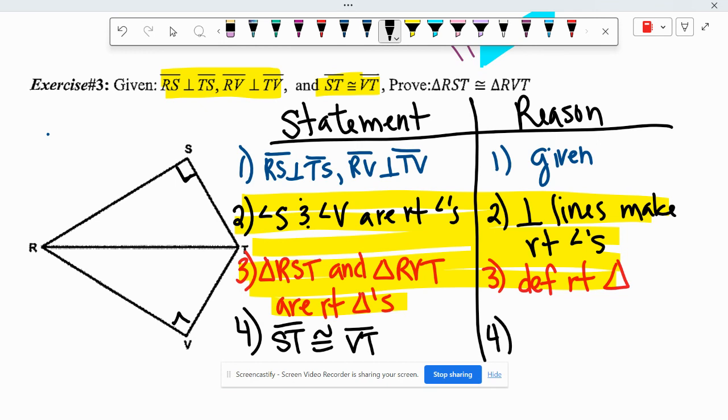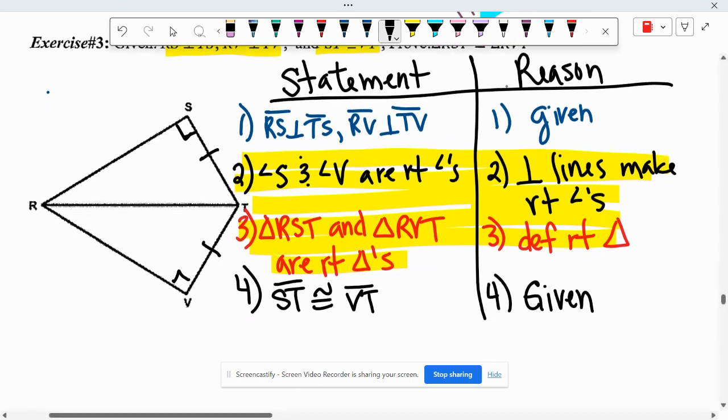And why am I able to say that? Well, because it's a given. It's a given statement. Okay. And then I'm going to mark it. ST is congruent to VT. I'm going to mark it on my picture. Still trying to prove these two triangles are congruent.